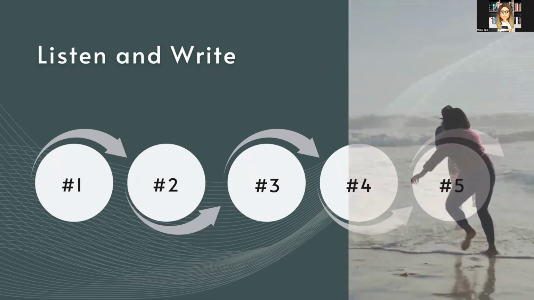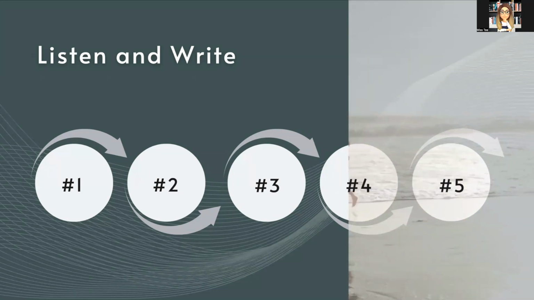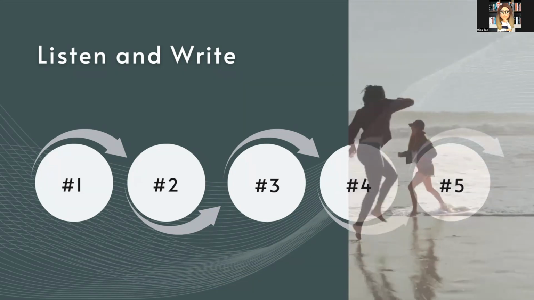Number 2. Her supportive and empathetic nature made it easy for her friends to confide in her.